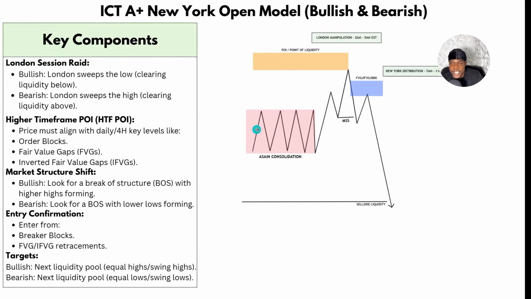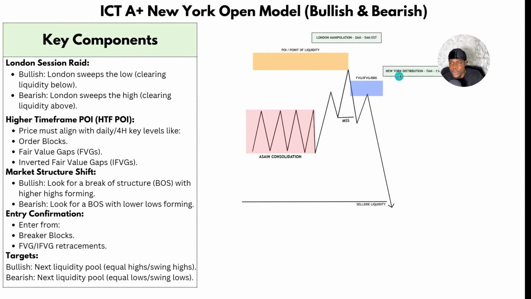During the Asian session, this is where price gives us our Asian session consolidation. Liquidity is being built above the range and below the range, and then we see that price rallies higher during the London session raid, during the London session manipulation between 2 a.m. to 5 a.m. EST. Price rallies higher and taps inside of the point of interest or clears a point of liquidity, right? That's the second thing that we're looking for.